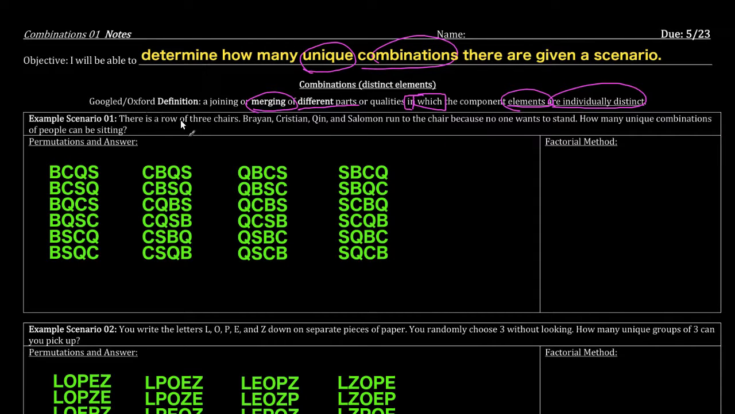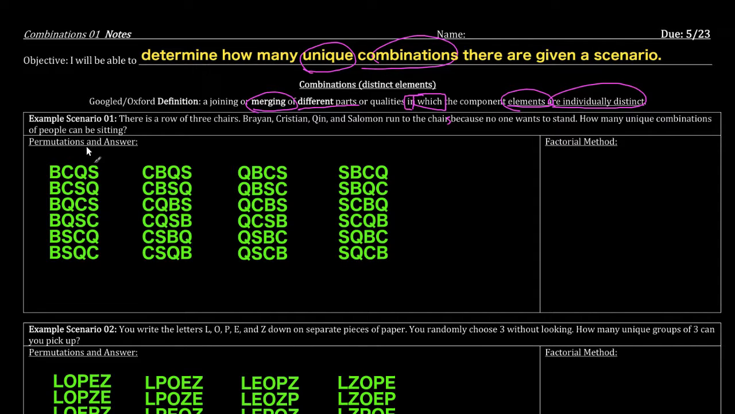So there's a row of 3 chairs. So we got 3 chairs. So Brian, Christian, Quinn, and Solomon run to the chairs with an S, because no one wants to stand. So they're all basically sitting down like real fast, right? Trying to get the chairs. How many unique combinations of people can be sitting? Now remember, there are only 3 chairs, but there are 4 people.